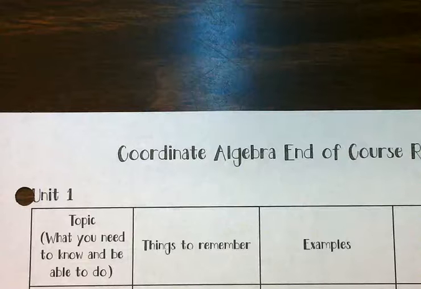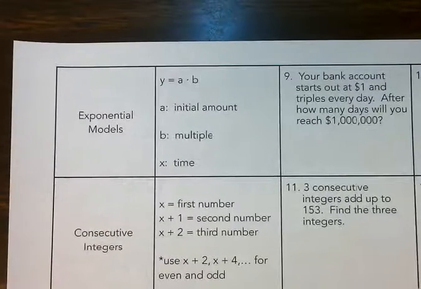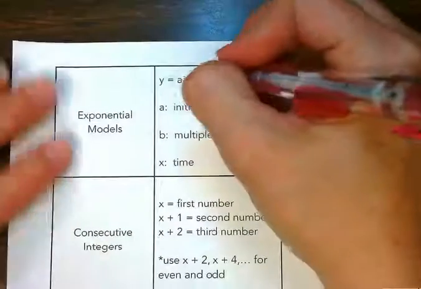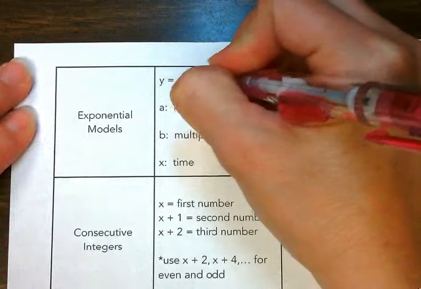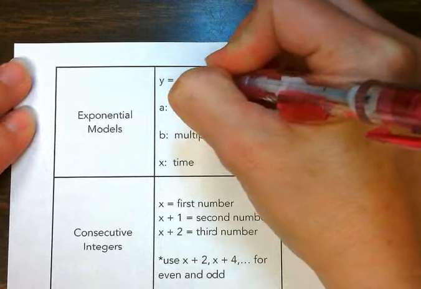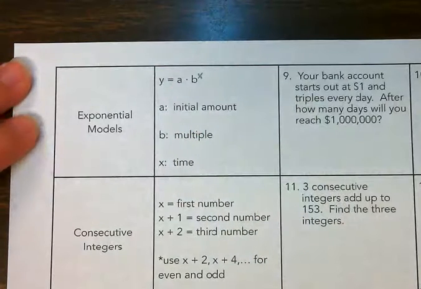All right, we're on to the back now of Unit 1, end of course review. So flipping over, we'll start looking at exponential models first. So exponential models, yeah, this is just a mess here. Sorry, we're missing an x up here also, so if you'll fix that.